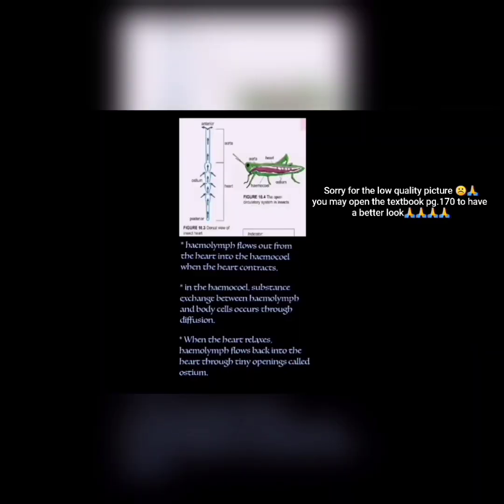Now you can see the dorsal view of the insect heart and the open circulatory system in insects. The hemolymph flows out from the heart into the hemocoel when the heart contracts. In the hemocoel, substance exchange between hemolymph and body cells occurs through diffusion. When the heart relaxes, hemolymph flows back into the heart through the tiny openings called ostia.